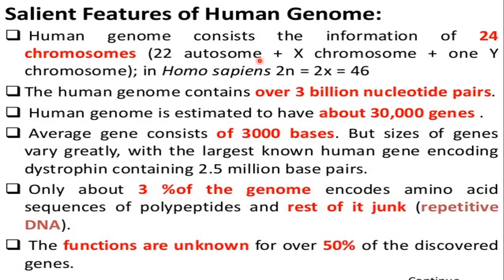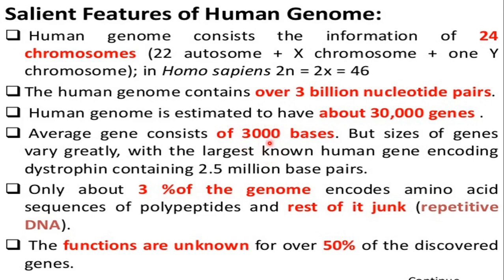We have been able to understand the DNA sequences in all the chromosomes. The human genome contains over 3 billion nucleotide pairs. The human genome is estimated to have about 30,000 genes, which was earlier thought to be only around 25,000. The average gene consists of 3,000 bases, so 3,000 base pairs on average make up one gene. But this varies greatly, of course.